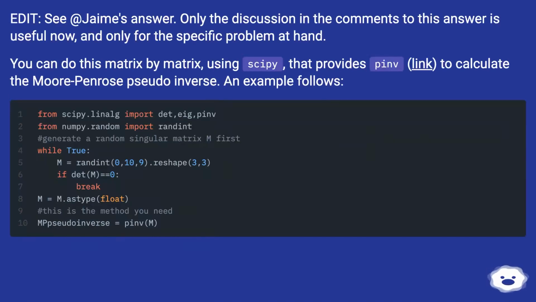Edit: see Jaime's answer. Only the discussion in the comments to this answer is useful now, and only for the specific problem at hand. You can do this matrix by matrix, using SciPy, that provides pinv, linked, to calculate the Moore-Penrose pseudo-inverse. An example follows.